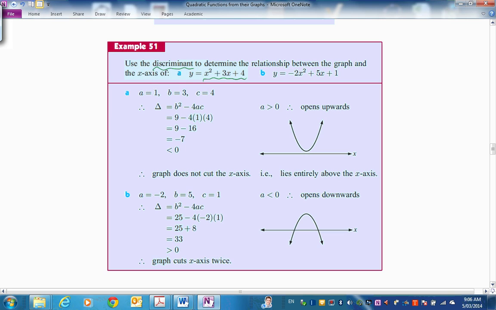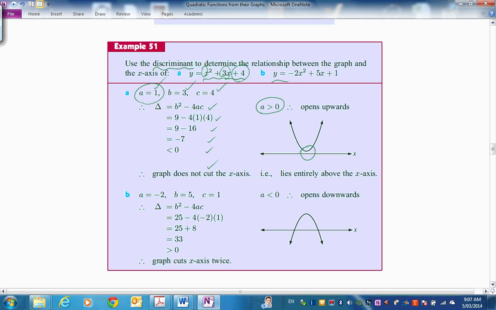So you write down the number in front of x squared, a is 1. Number in front of x, b is 3. Constant down the end is 4. Work out b squared take 4ac, 9 take 16, negative 7, it's less than 0. Therefore it doesn't cut the x-axis. What would it look like? Well, a is 1, so it's greater than 0, therefore opens upwards, but it doesn't get to the x-axis. It's usually called positive definite, but it doesn't matter about that in this particular course.